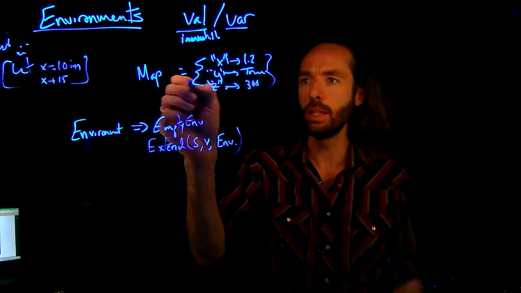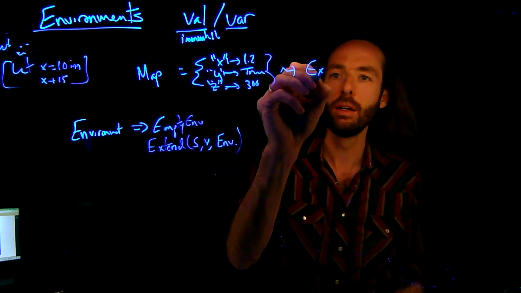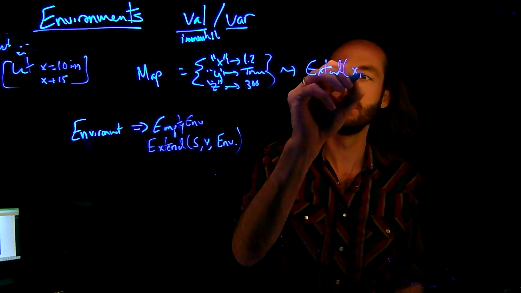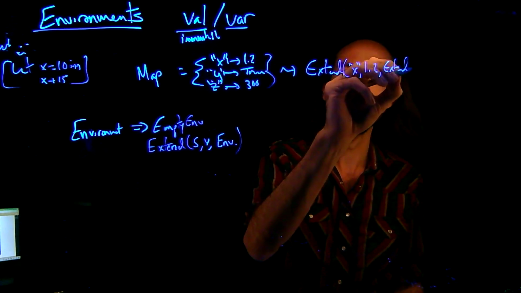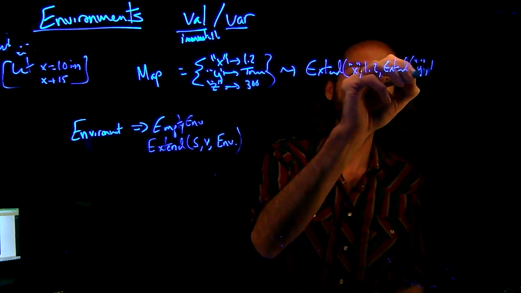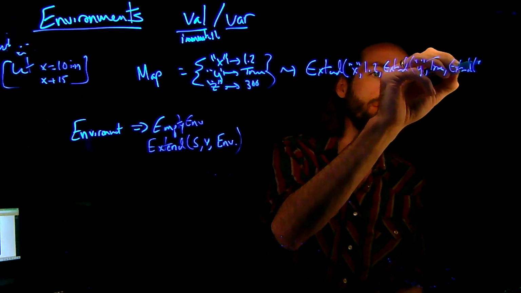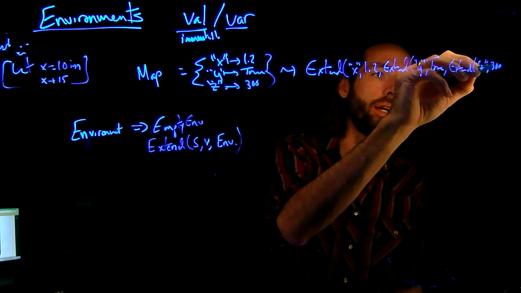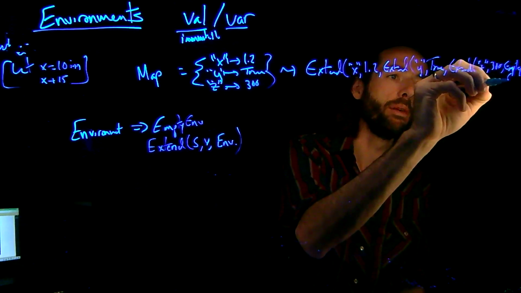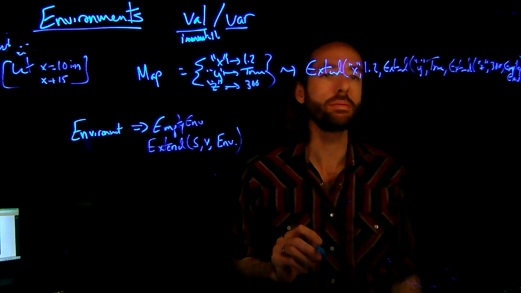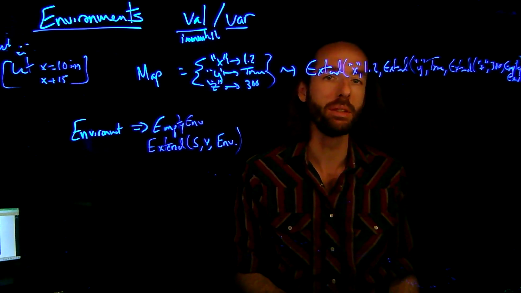So let's take this map and convert it into this language, right? So this would look like extend x 1.2, extend y true, extend z 300, and what should this last one be? It should be the empty environment. Right, so we see that this is just a nested sequence of environments.